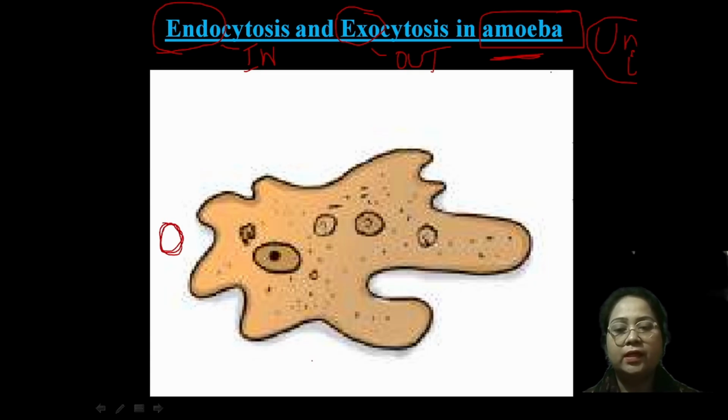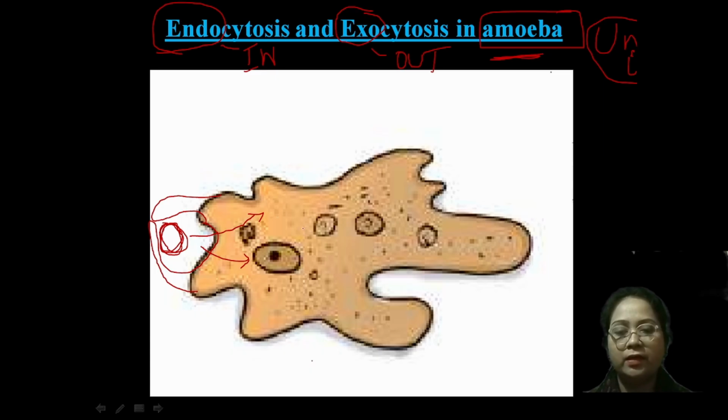What happens? The plasma membrane, or the pseudopodia, will stretch its arms and form a finger-like structure, and then this will fuse together, and this food will be carried from the outer environment towards the body of the amoeba. It will enter inside the body of the amoeba, and to a certain point it will move.